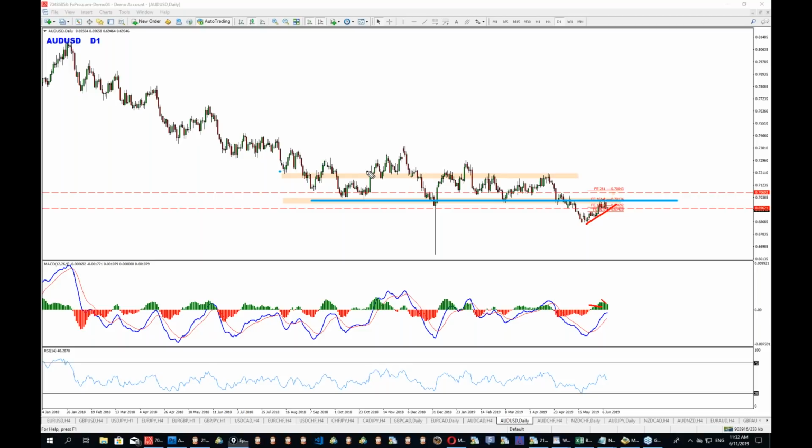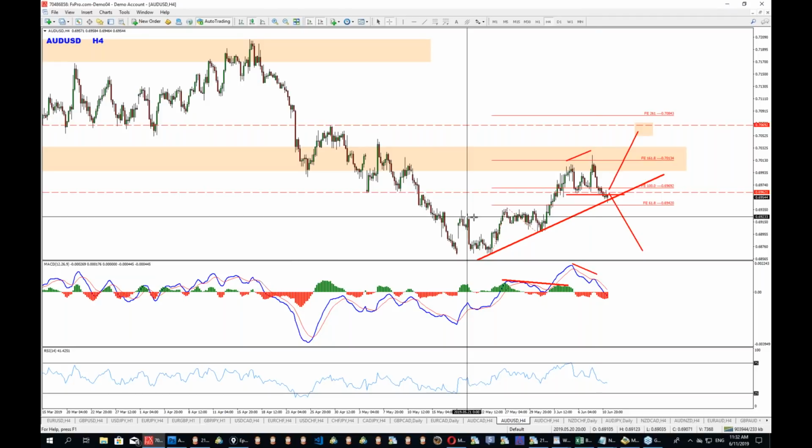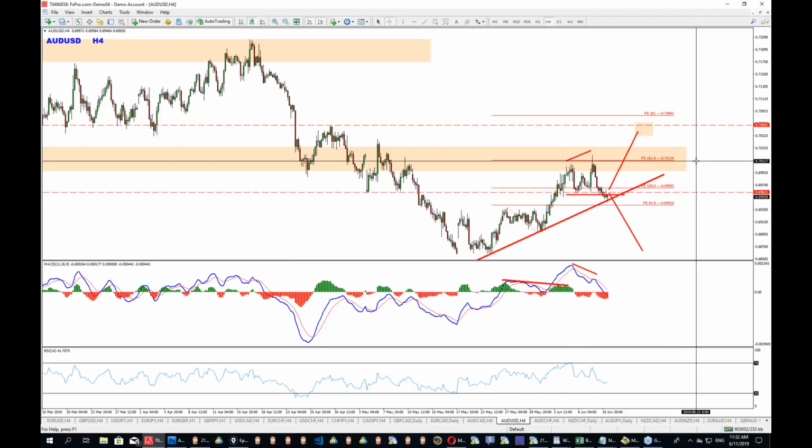here, and hidden divergence. 4-hour chart, again we have 2 scenarios, this one and that one, which is already being triggered. Okay, 100% cleared, 161 cleared. Divergence, divergence, breakout.